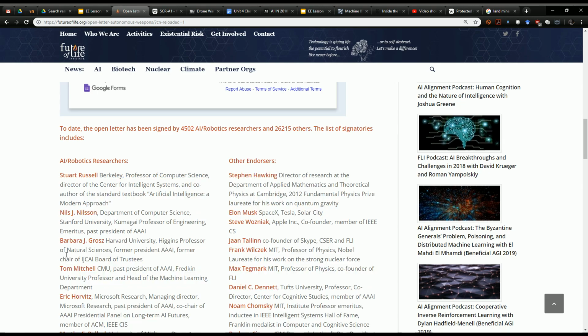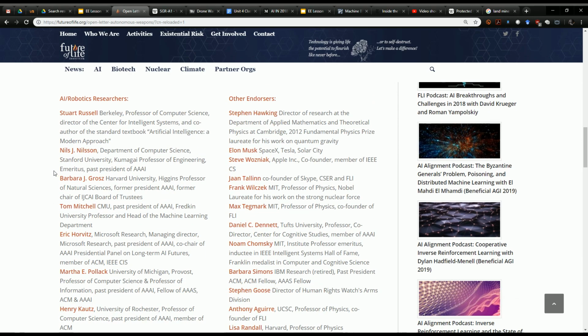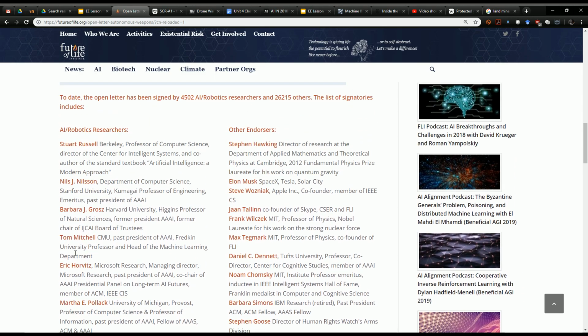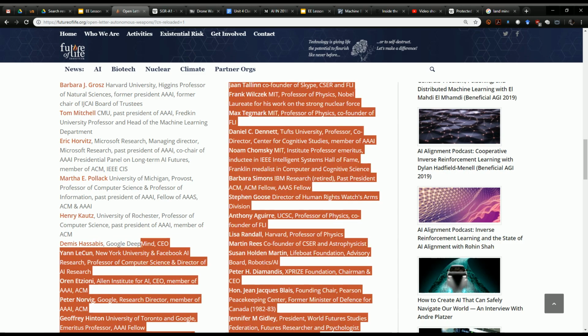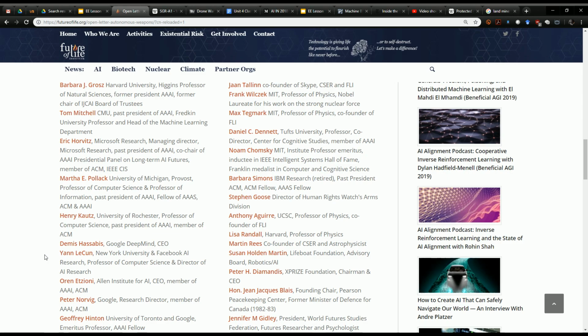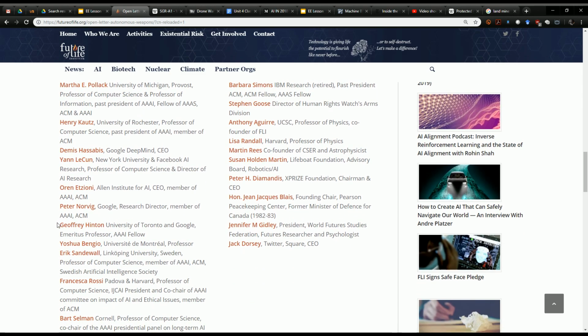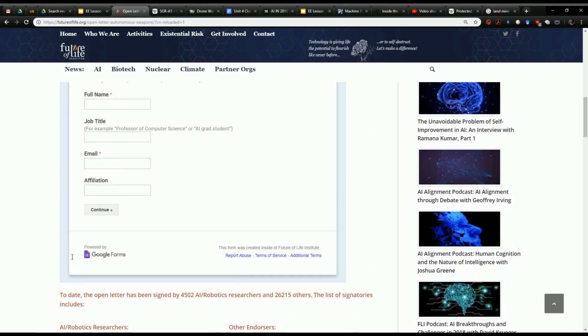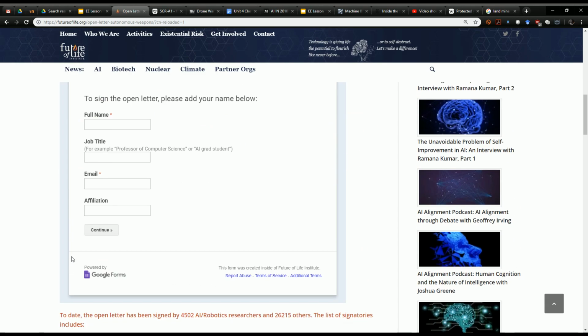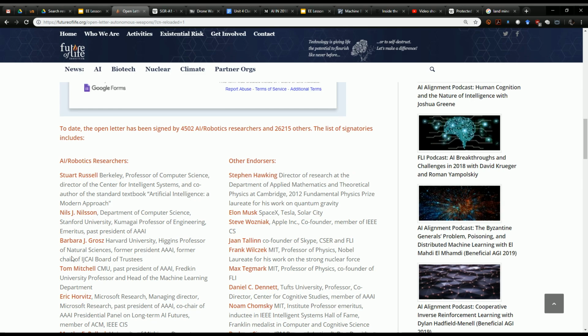Stuart Russell, Nils Nilsson, Barbara Grosz, Eric Horvitz. These are all very prominent, well-known computer scientists, roboticists. Demis Hassabis is the CEO of DeepMind. Yann LeCun is the head of Facebook AI Research. Geoff Hinton, Peter Norvig. We've talked about some of these people, Francesca Rossi. So these people are all very prominent industry people or researchers in computer science and technology. These are like serious players.